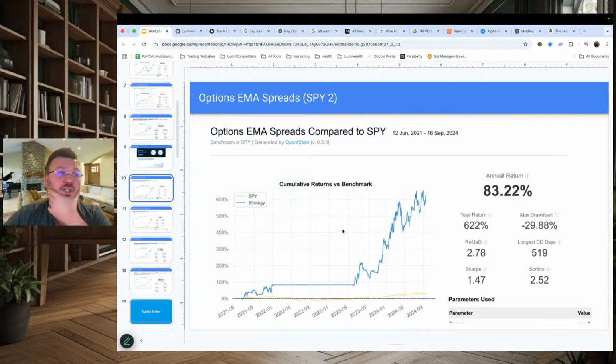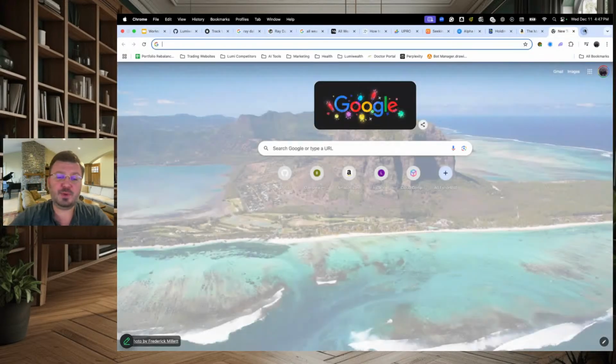Okay, cool. So here's another bot. Let me show you another bot that we worked on. This one we call the EMA spreads bot, okay? Because that's basically what it does, right? So if you're an options trader, you'll know what I'm talking about when I say a spread, right?